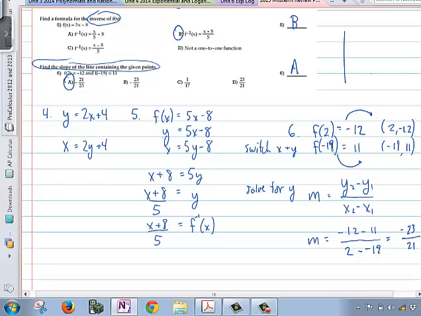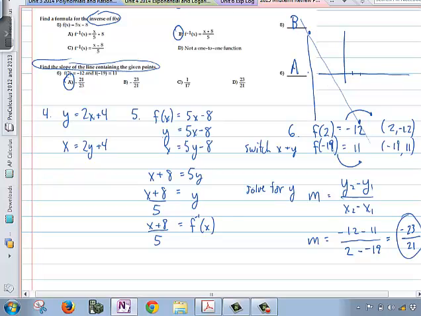And I'm just going to make a plot to make sure it's in fact correct. If I go to 2, negative 12, that would be down here. And negative 19, 11 would be up here. So the slope is definitely negative. And I just want to verify that I didn't make any mistake with my slope.